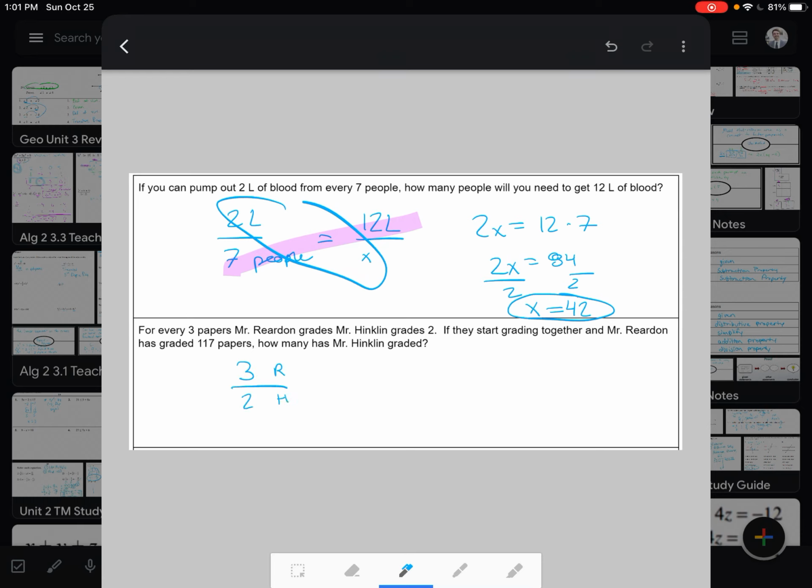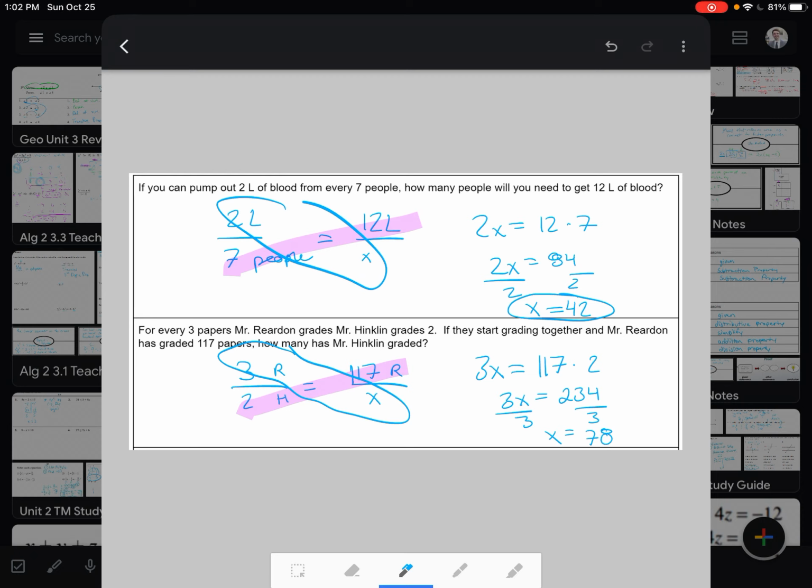For every 3 papers that Mr. R grades, Mr. Hinkland grades 2. If we're grading together and I grade 117, how many has Mr. Hinkland graded during that same time? I'm a little bit faster than Mr. Hinkland; maybe math takes a little less time than reading a history essay. So we have 3 times X equals 117 times 2, or 3X equals 234. Divide both of these by 3, and we get the answer of 78. Proportionally it's a little bit less than me, but reasonably close to being on track. So Mr. Hinkland would grade 78 papers.